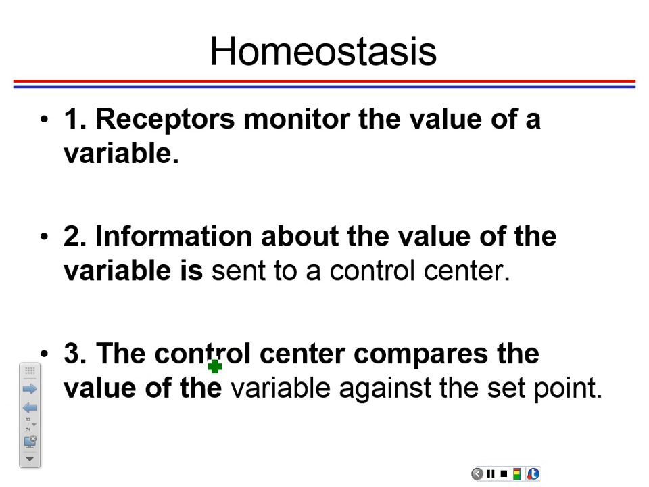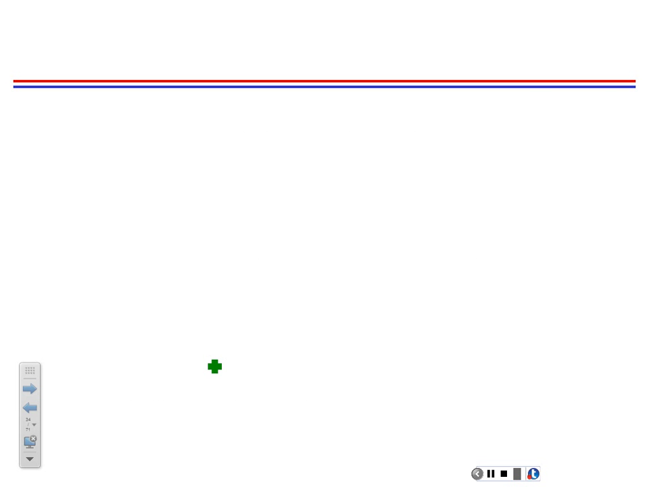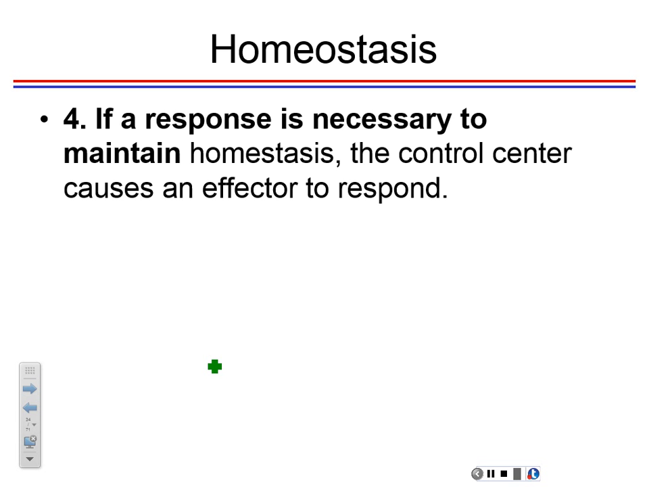Again, a variable is anything in the body that changes in quantity or magnitude. And then, of course, the control center compares the value to the set point, to the ideal value, and then based on whether it's below or above normal, it will set in motion the response. All right? So the response is necessary to maintain homeostasis.